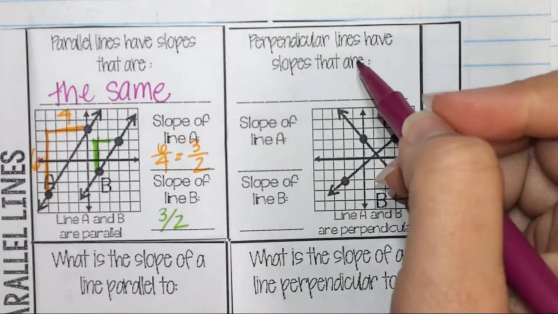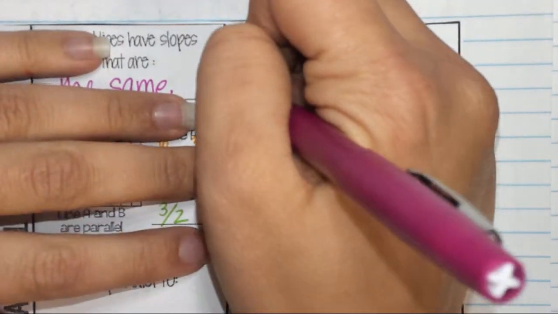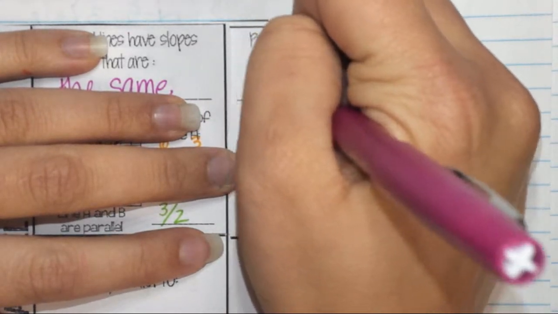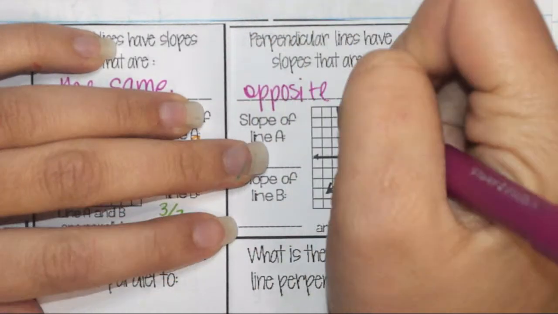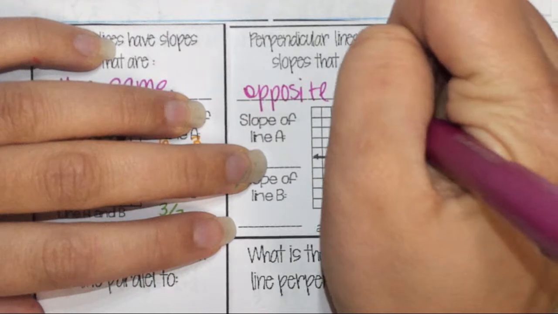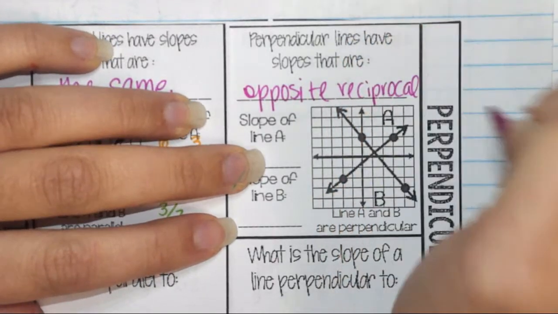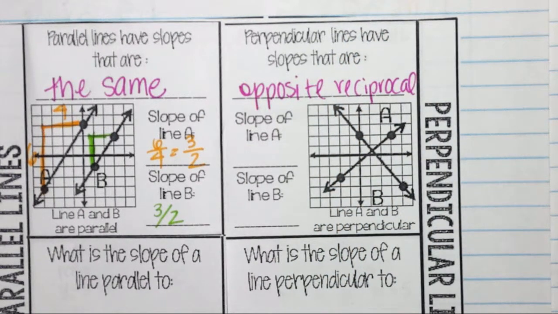Alright, perpendicular lines have slopes that are opposite reciprocals, which means that they are opposite signs and you flip it. So if it's 1/2 and you flip it, you get 2. If it's 2/3 and you flip it, you get 3/2. And opposite means they are different signs, so one has to be positive and one has to be negative.